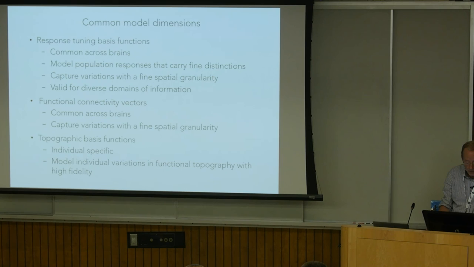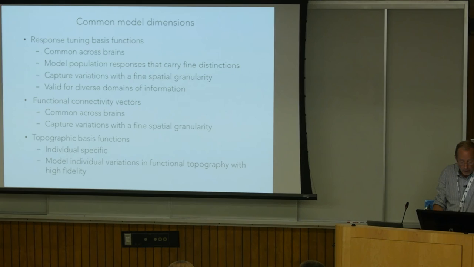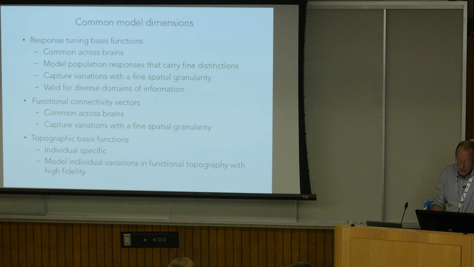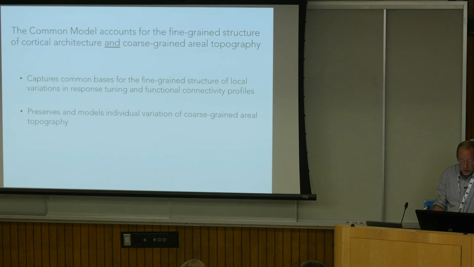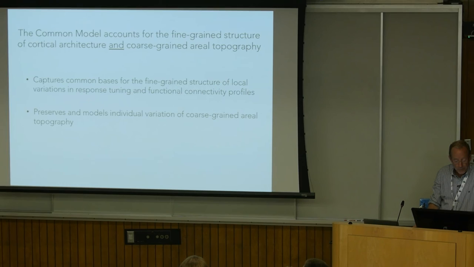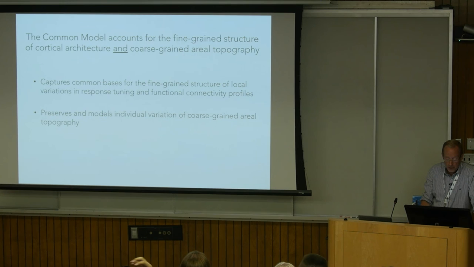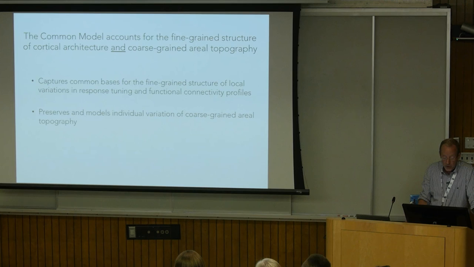Now, in the common model dimensions in the transformation matrix, the weights are topographic basis functions that are individual specific, and they allow us to model individual variations in functional topography with high fidelity. So the common model accounts for the fine-grained structure of cortical architecture and the coarse-grained areal topography. So it captures a distinction between V1 and V2, or FFA and PPA. So it captures the common bases for fine-grained structure of local variations in response tuning and functional connectivity profiles, while preserving and modeling individual variation of coarse-grained areal topography.